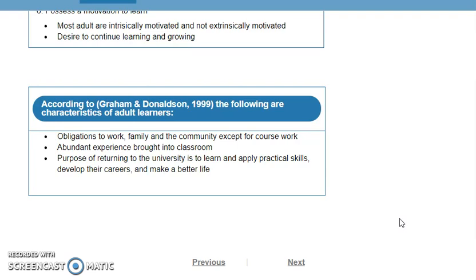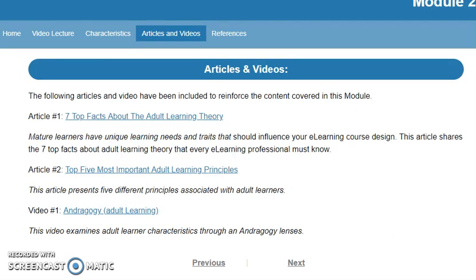And then also the idea of talking about, in higher education, the practical skills, developing their careers, making your life better. As I said earlier, you guys are in here to improve the quality of your life. And that is kind of the point and the purpose of this program. I've included a couple really good articles as well on adult learning theory, adult learning principles, and I'll touch on each of those. And then also a video on andragogy. It's more of an overview of andragogy, but it touches on a lot of the principles that we've talked about so far and, again, builds on that foundation of knowledge related to adult learners.